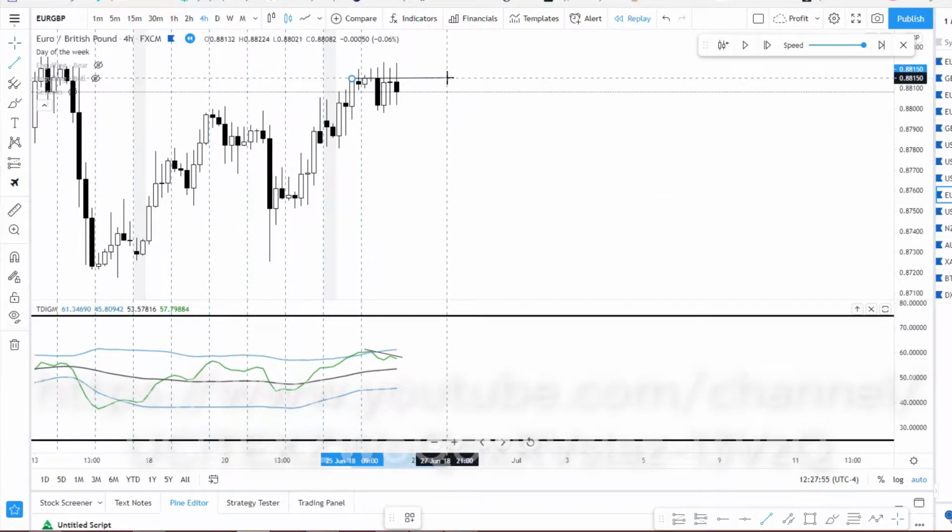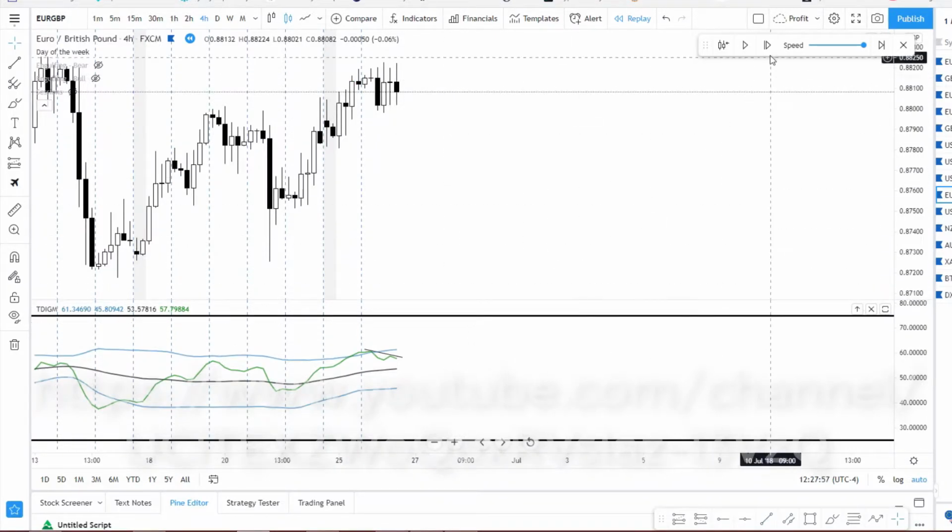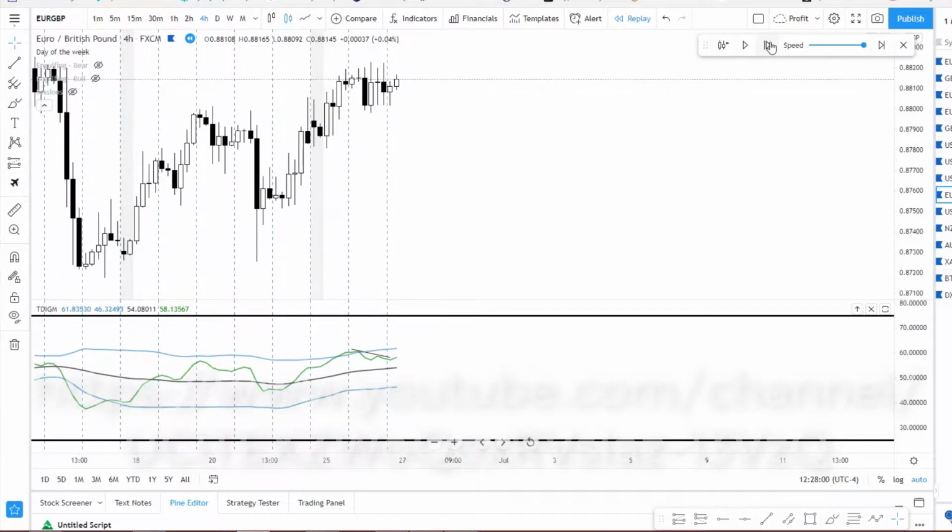If we see some strong move to the downside, we can take it. If not, then no.